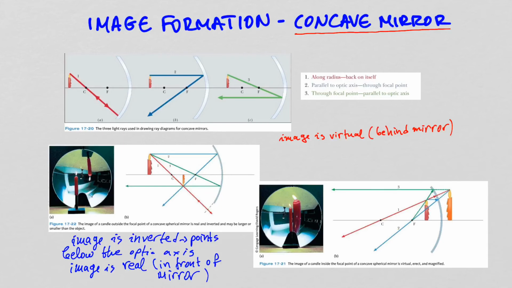So because the image is behind the mirror, right here, we say that the image is virtual. So that is not a real image. And also, since the image points above the optic axis, we say that the image is erect. So the image points above the optic axis.